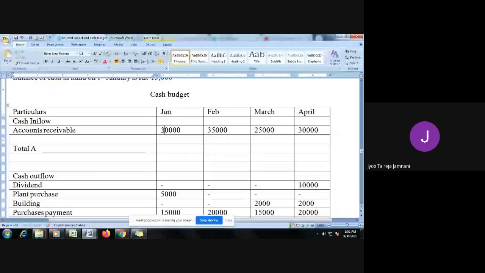Then we'll total our expenses. We'll call it total of B. We have to add all this. So, just a moment.